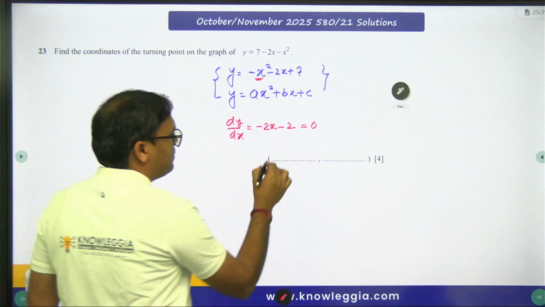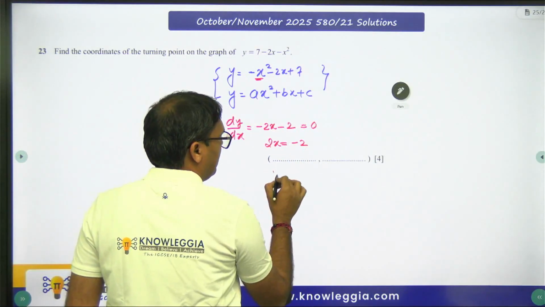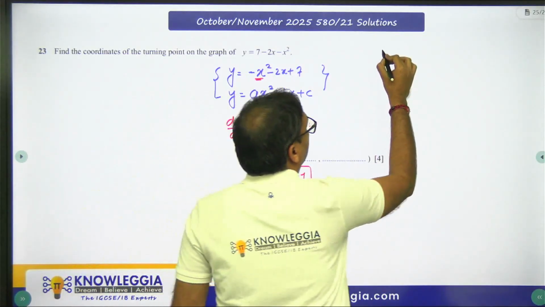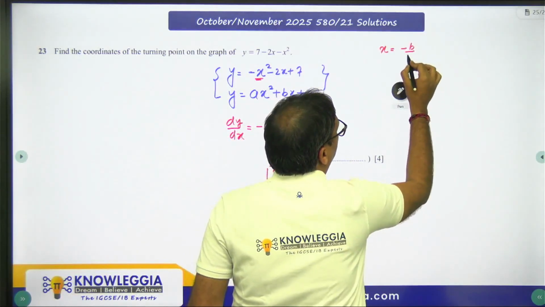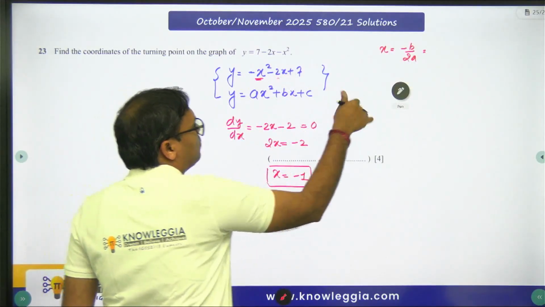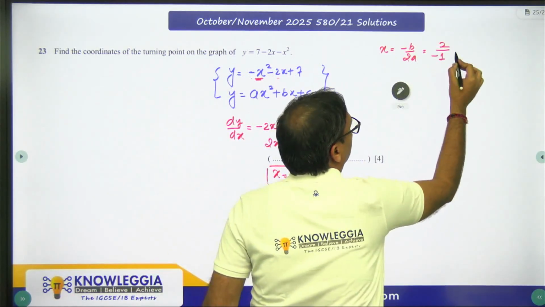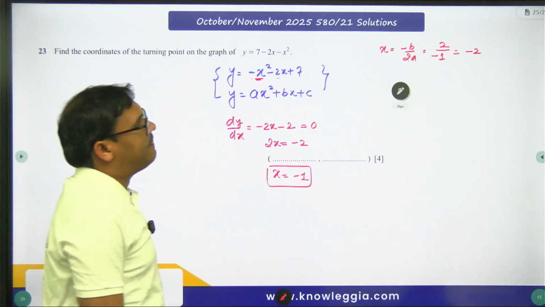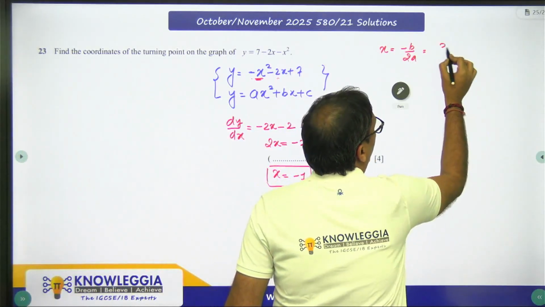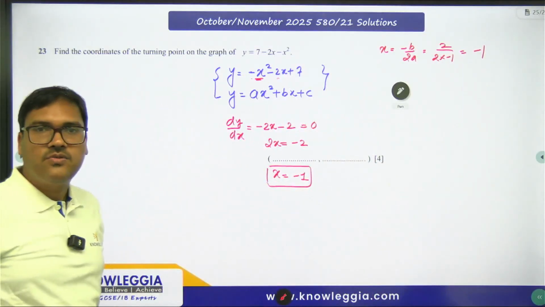So just solve this equation, which is 2x equal to minus 2, or you can say x will be equal to negative 1. Or you can directly say the x coordinate of the turning point is minus b by 2a. What is b? b is minus 2. So minus b is 2. What is a? a is minus 1. So this is 2 divided by 2 into minus 1, which is equal to minus 1. So you see the x coordinate is equal to minus 1.